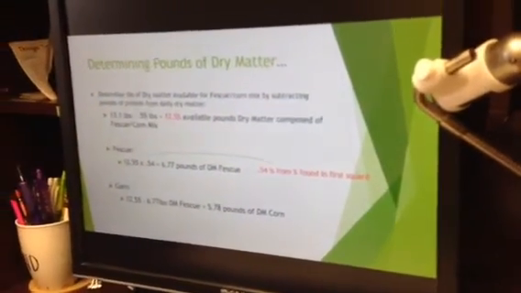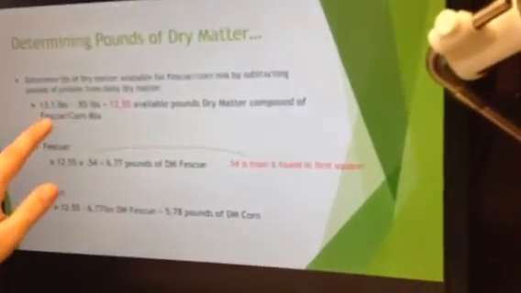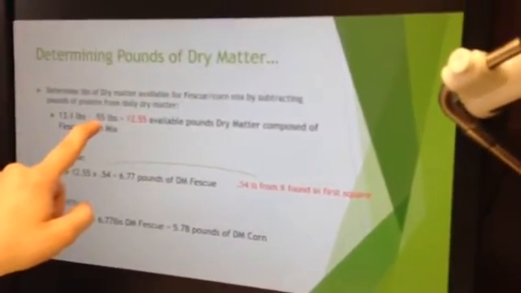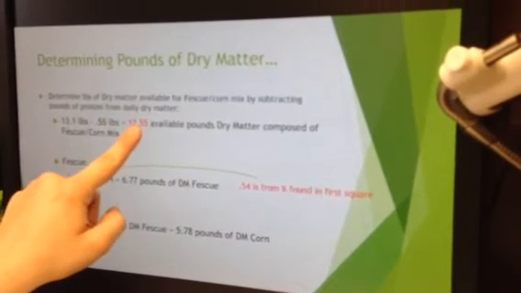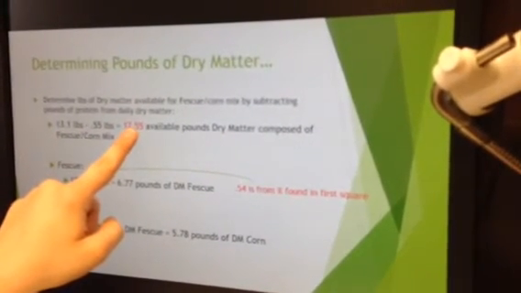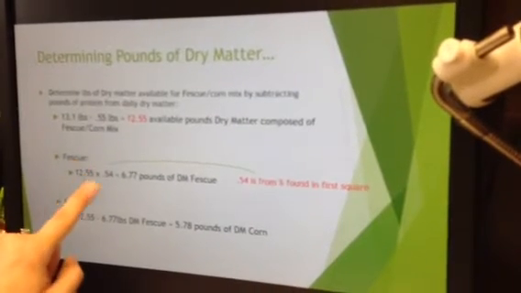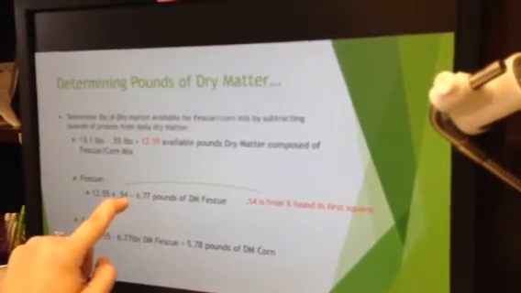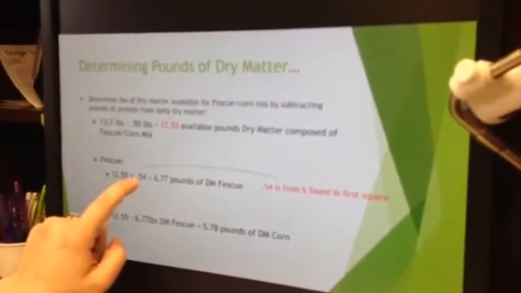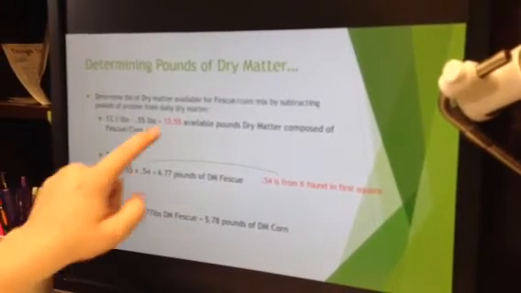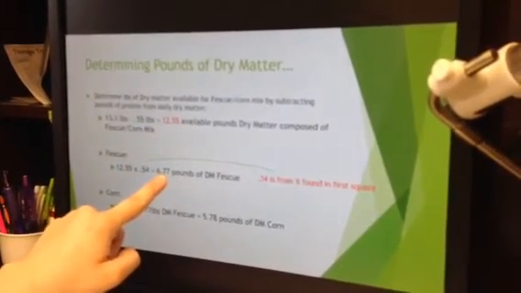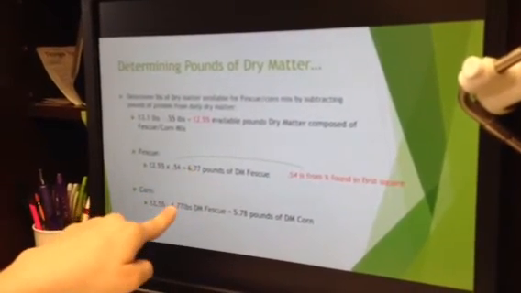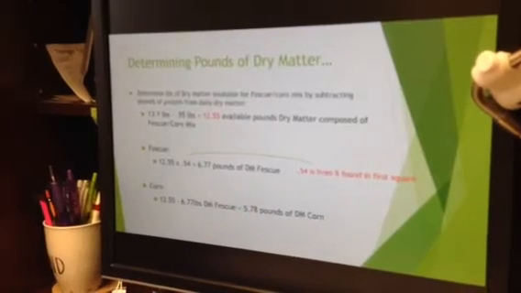All right, so what do we need in the other mixture? Well, we have to break it down again. We remember that 13.1 pounds is how much the calf will eat, minus the 0.55 pounds of soybean meal. That leaves us with 12.55 of available dry matter. So for the fescue, we went back to that first Pearson square that we did, rounded up to 0.54, and multiplied that by the 12.55 available to get 6.77 pounds of dry matter. The same thing for corn, only we subtracted the fescue, so we've got 5.78 pounds of corn.